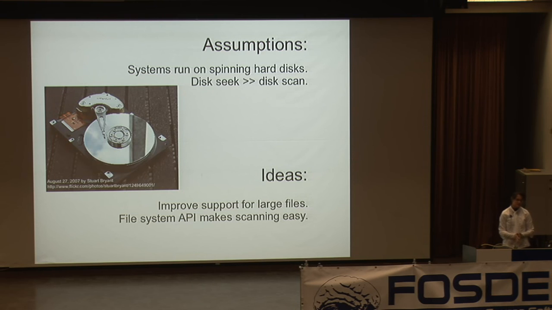Third assumption is, well, disk seek is very expensive compared to continuously scanning files. So the APIs that you have available in Hadoop focus on making scanning data very easy, but they don't make it easy to write applications that need random access to your data. So you need to reformulate your algorithms such that you can stream over the data.